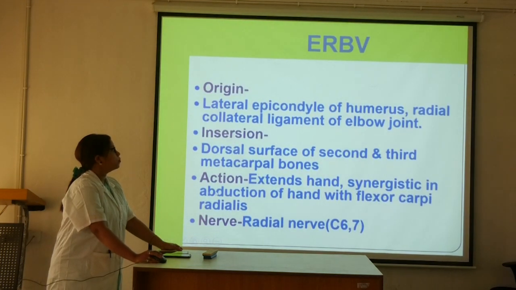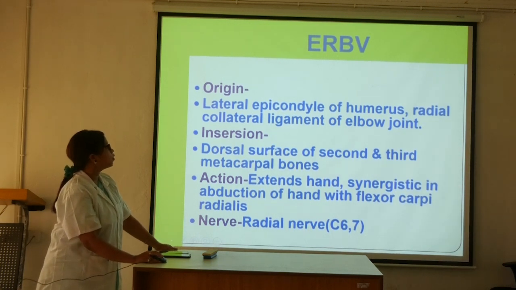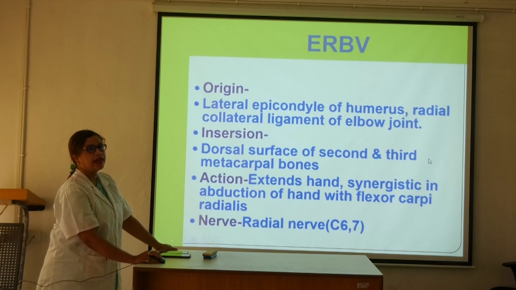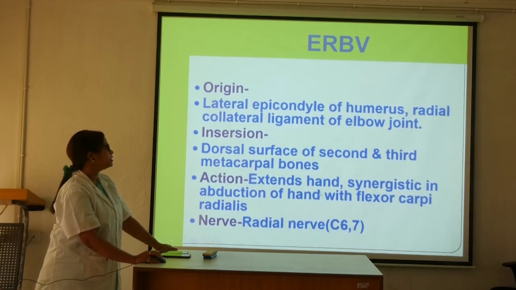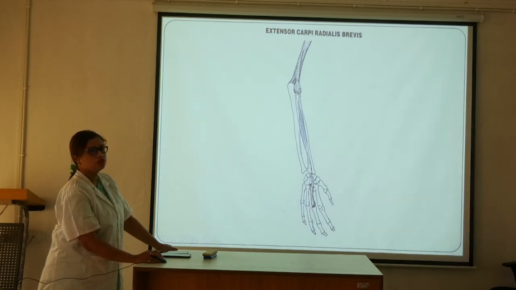Then the small muscle, again same origin, and insertion is the dorsal surface of the second and additionally another one, the third metacarpal. Again nerve supply and action are the same. So see, this is the extensor carpi radialis brevis. It is coming from the lateral side and going to the second and third bones.